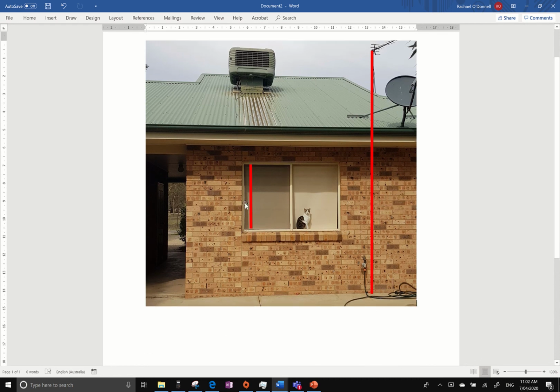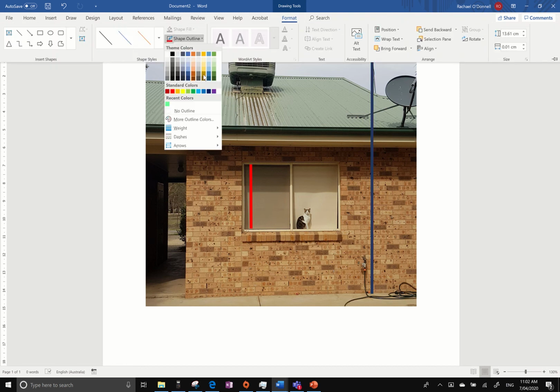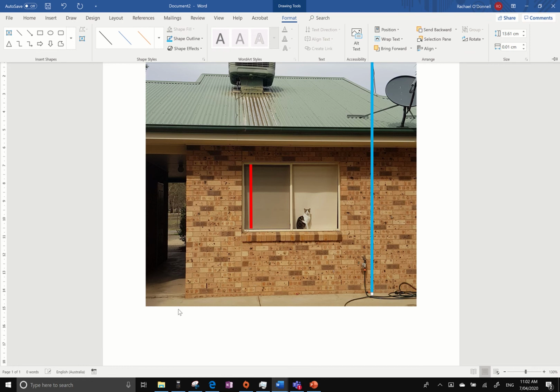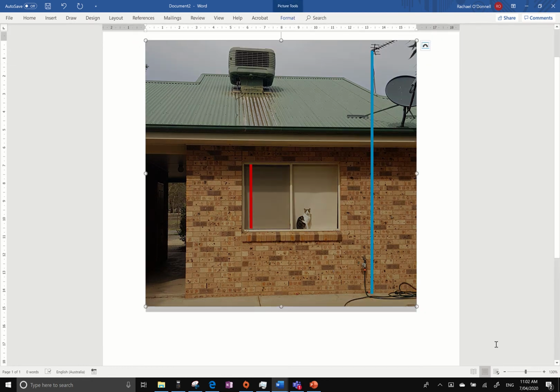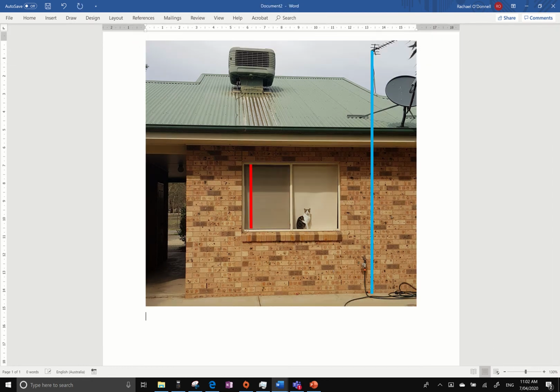So the first thing, I measured this line and measured this glass section. I'm going to change the color so we know what we're talking about. So we'll call this one the yellow line. I'll put it as blue actually, blue line. So the red line, or the window height in real life, is 133 centimeters.